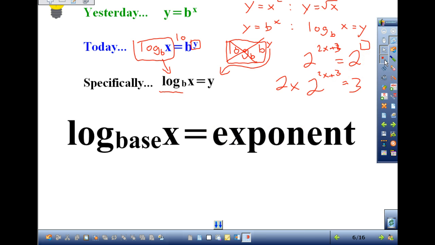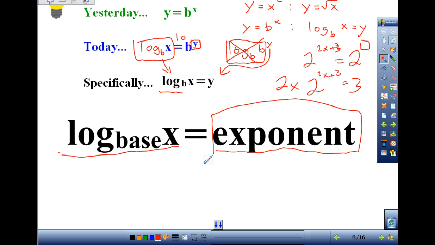Again, I guess the big picture here is that the answer to any logarithm problem is the exponent. That's the big answer. We're trying to find out what the exponent equals. That's why we use logarithms. What should this exponent be? The answer to a logarithm problem is the exponent.